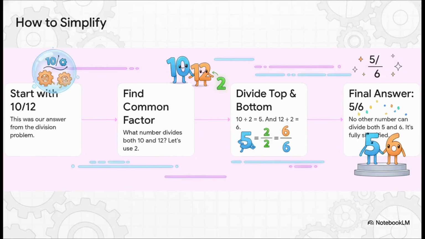So how do we actually do it? Let's take that 10/12 we got from our division problem. Just ask yourself, is there any number that can divide evenly into both 10 and 12? Yep, 2 works. So we divide the top by 2, which gives us 5, and we divide the bottom by 2, which gives us 6. Our new fraction is 5/6. Can we simplify that anymore? Nope. So 5/6 is our beautiful final answer.